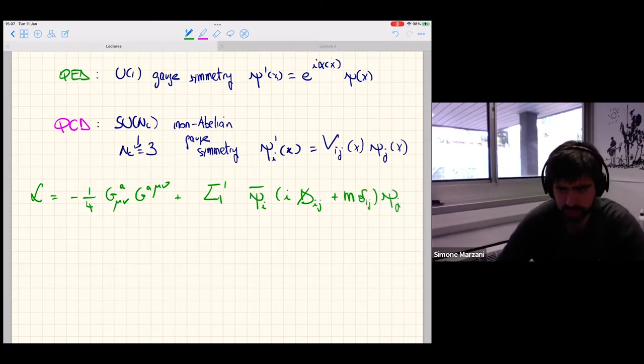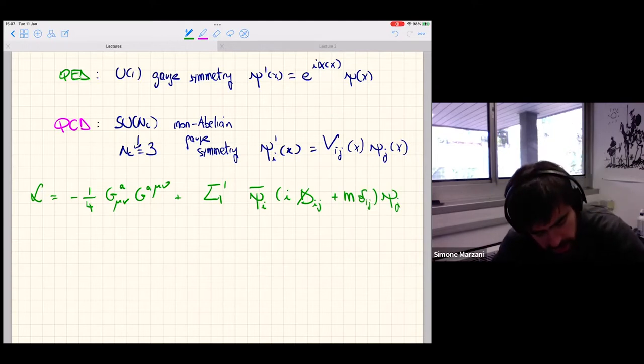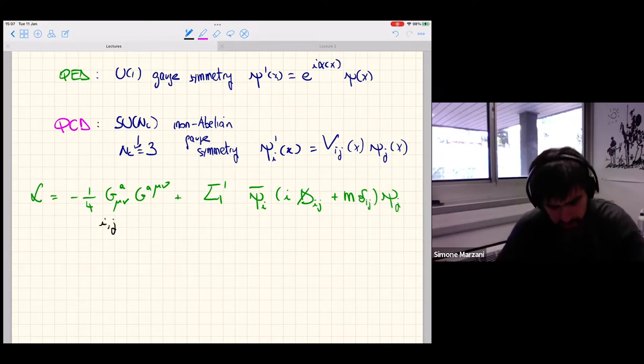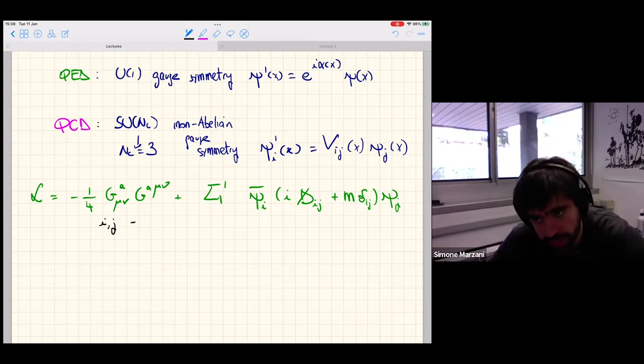So I introduced some indices, and let me tell you what they are. I and j, coherently with what I've written before, are indices of the gauge group that live in the fundamental representation. So this is the representation upon which the fermion field transforms, and they go from one to NC, which is three.